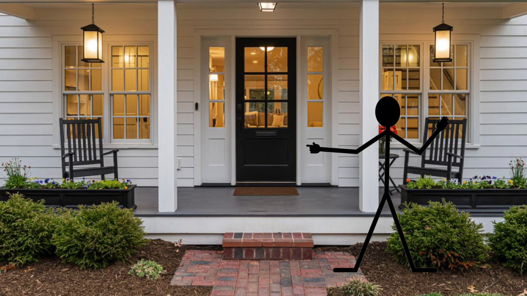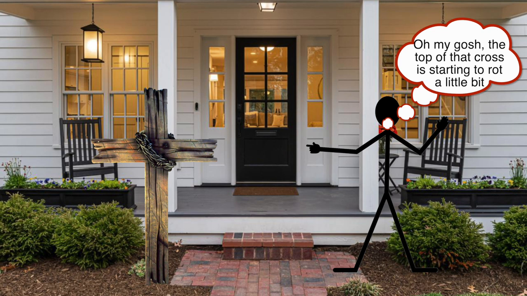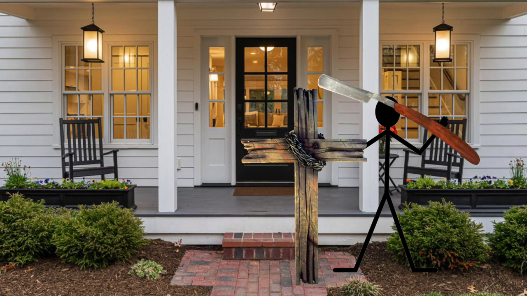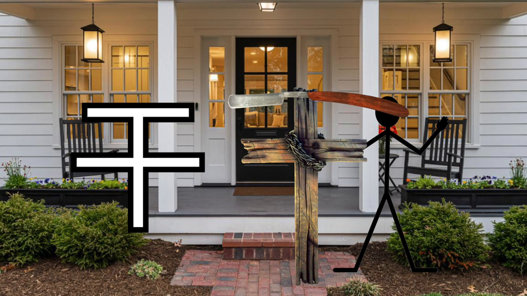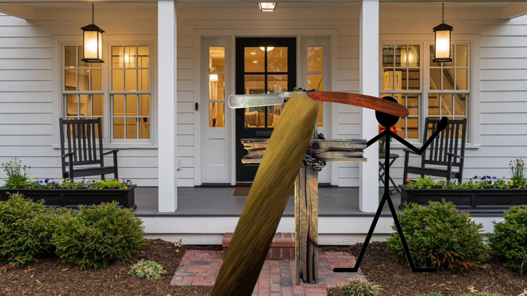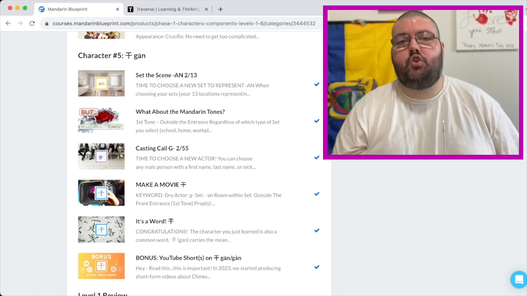And so he looks over and he sees a cross and it's sitting on her porch, and he's like, oh my gosh, that cross is starting to, like the top of it's starting to rot a little bit. So he picks it up and he grabs his razor blade and he cuts the top off, which is literally the pictograph of what the character Gan is. And when he cuts it, just a ton of dry rotted wood or sand starts falling out of the cross because the cross has dry rotted because it's so hot and dry outside. So there we go, dry. I mean, it is what it is. Sounds really stupid, but it works.